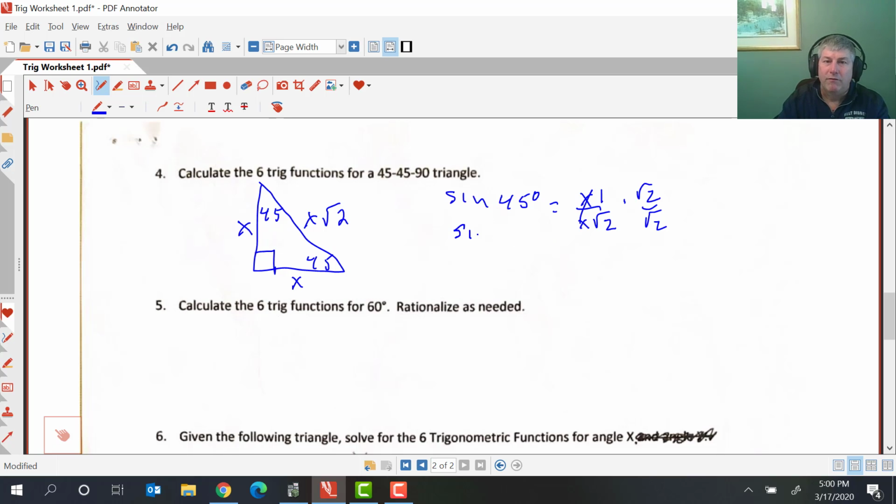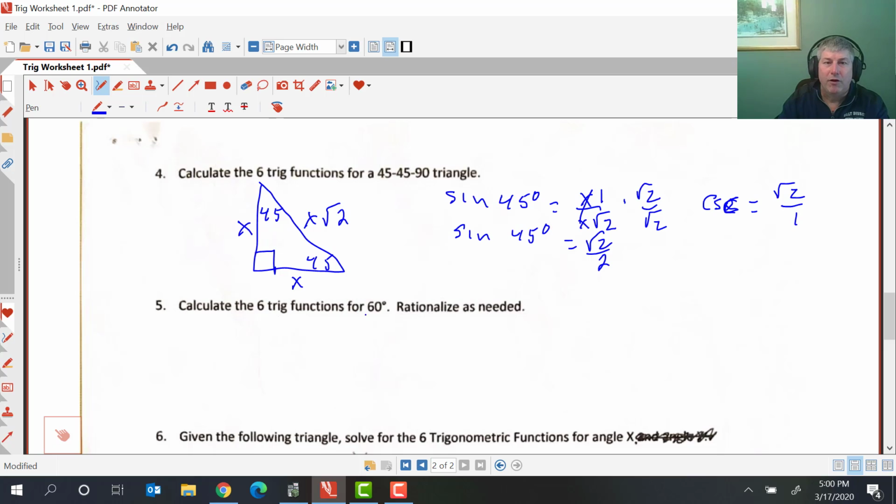So the sine of 45 degrees, and again we're writing our angle measure in there, is the square root of 2 over 2. So our cosecant, CSC for cosecant, is the reciprocal, that's just the square root of 2 over 1.